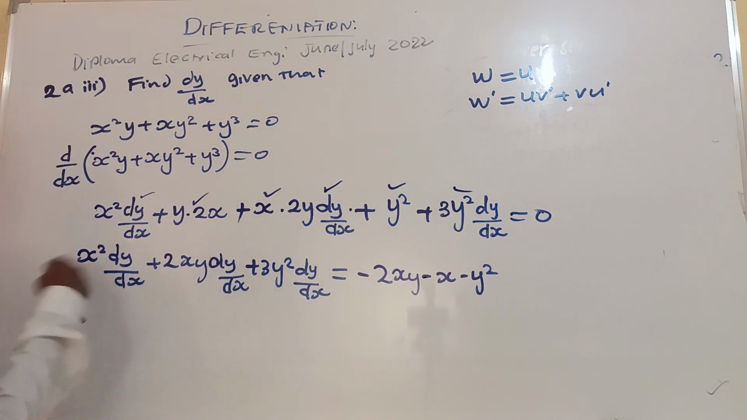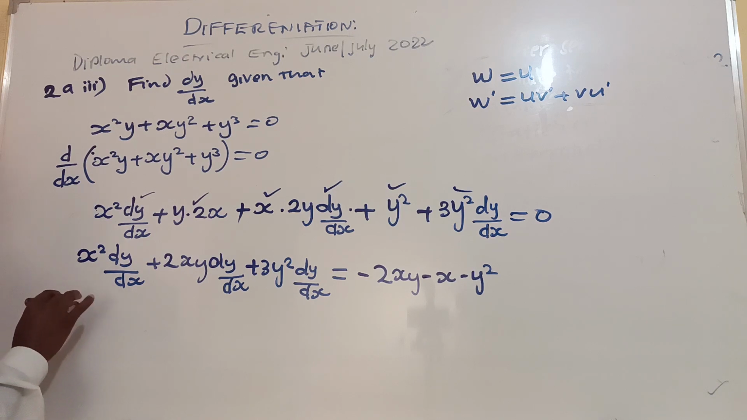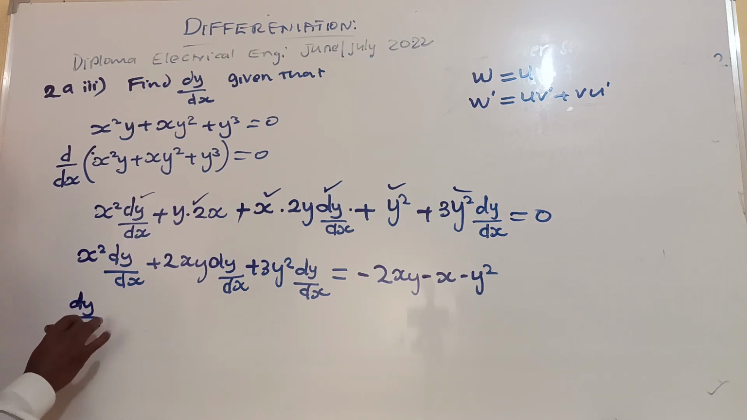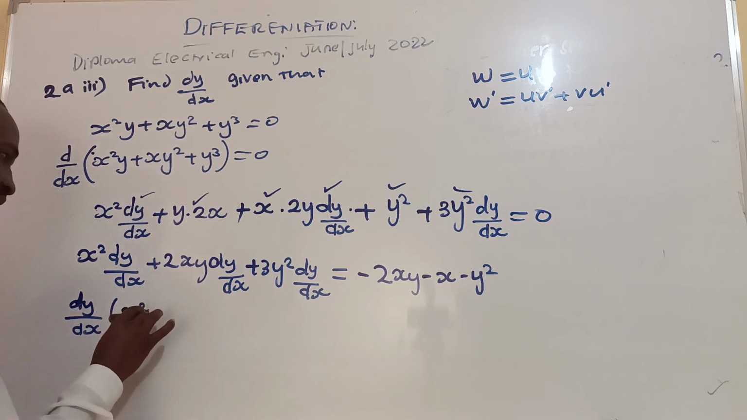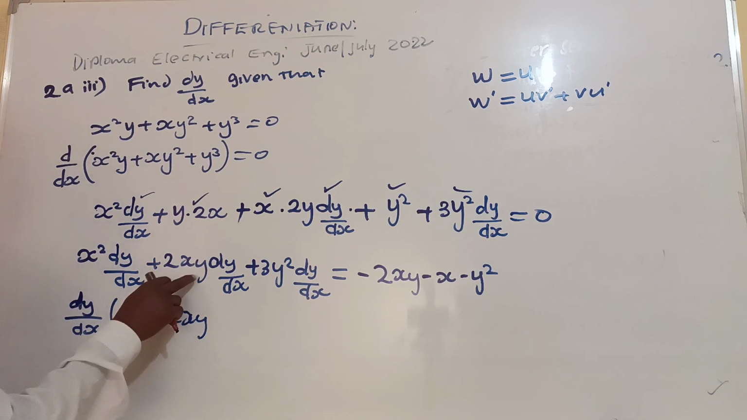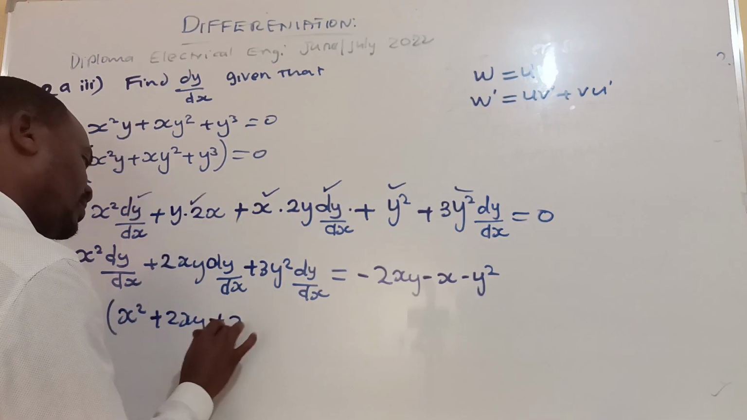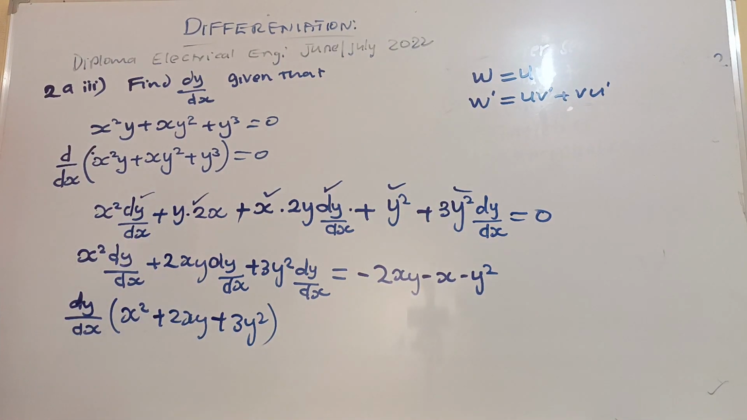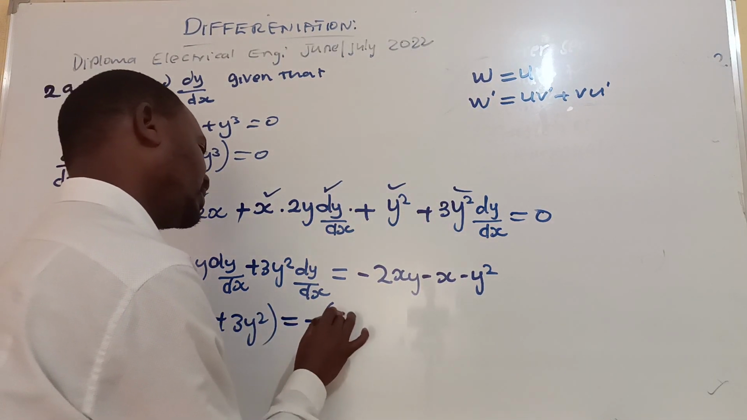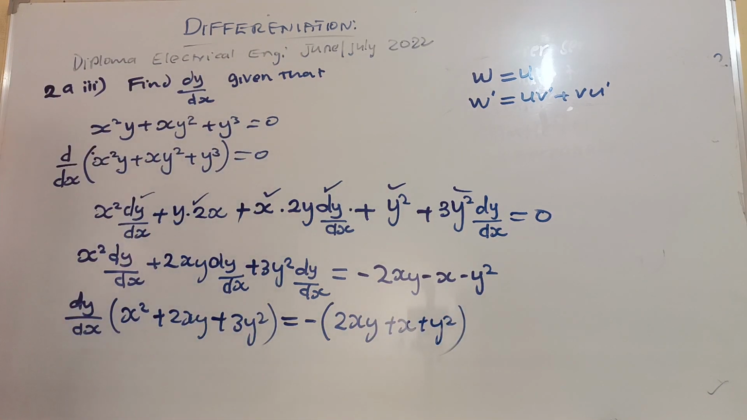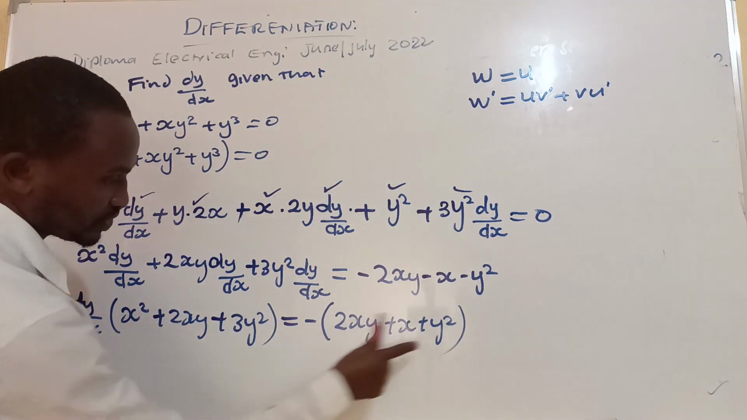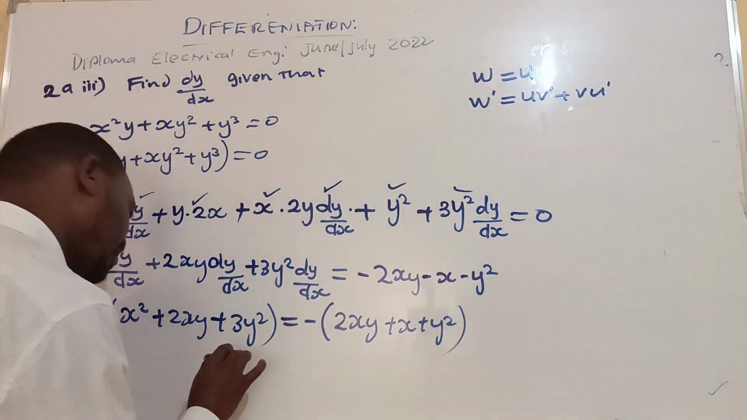Next, we are going to factor out dy dx here. Here you have x squared plus 2xy plus 3y squared. On the other side, if you want, you can factor out the negative: negative 2xy plus x plus y squared. Now all you have to do is divide. We want to get rid of the dy dx on this side, so you're going to divide both sides with this term.